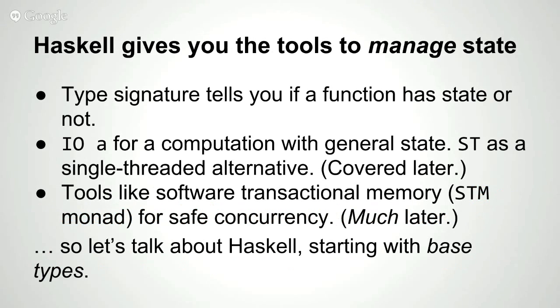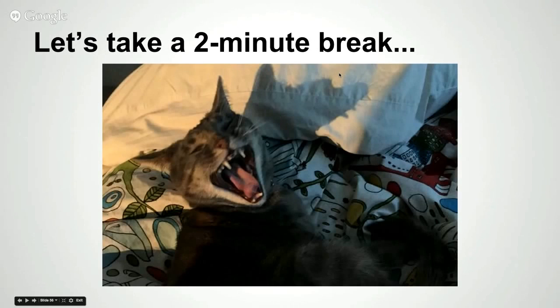of problems. Now Haskell gives you tools to manage state. The type signature is going to tell you if a function has it, and that's great. You're going to see an IO if it has access to the general state. That means it can do whatever the computer can do. There's ST, probably around lecture 8 or 9. We'll get into that. That's a single-threaded version of the IO monad. And then we have software transactional memory. That'll be somewhere in the second half of the course. But before we can get there, we've got to talk about the base types.